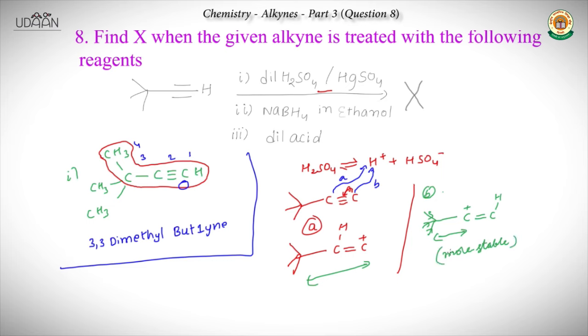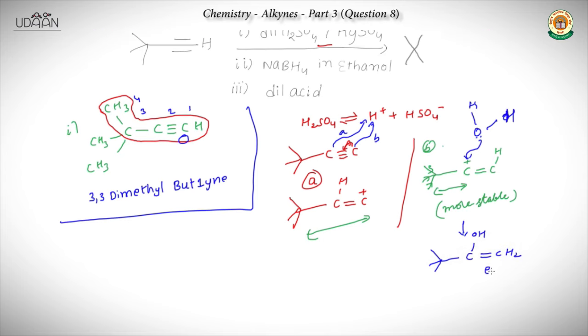Now, next part is addition of water. You have water in the solution, it gets added to it, and you will get three methyl groups, C-OH, double bond CH2. This is basically called an enol, because you have the ene here and the OH group here. Enol.